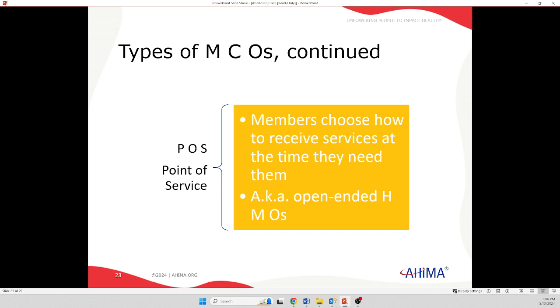We have something called POS, or point of service. With point of service, when you get there and you need service, at that point you can decide, do you want to go HMO or PPO? The payments increase if you are out of network. And if you are point of service, then you don't make a decision during open enrollment. The other two, you do make a decision.